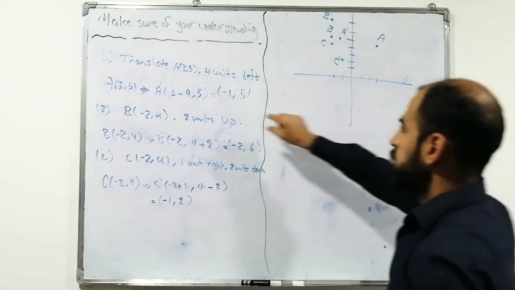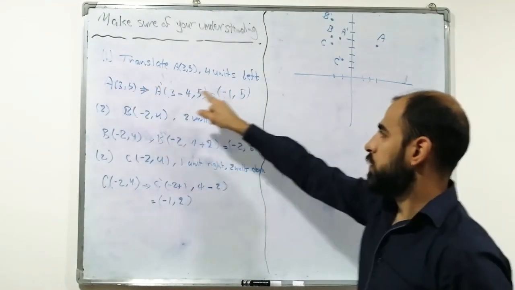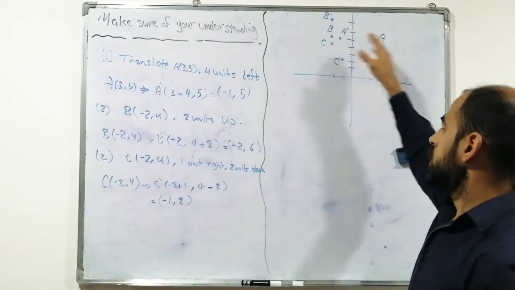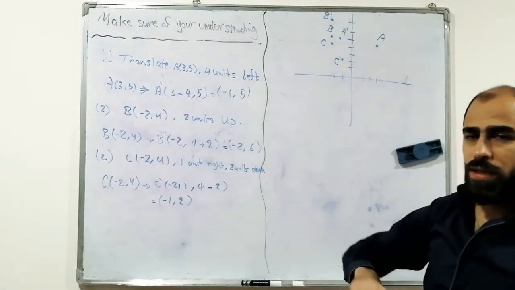We can represent each one of the points, A and A dash, in a separate coordinate plane.